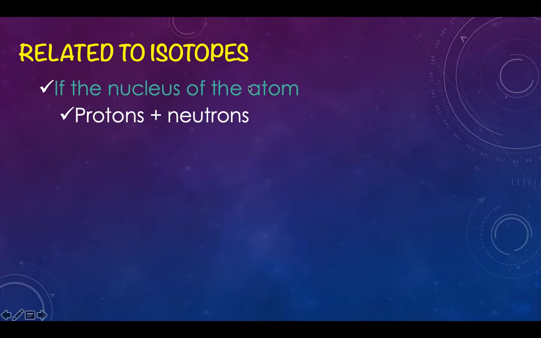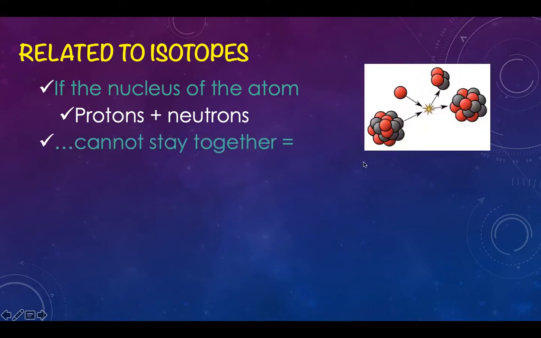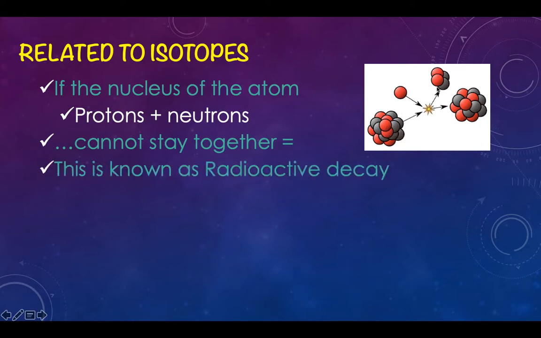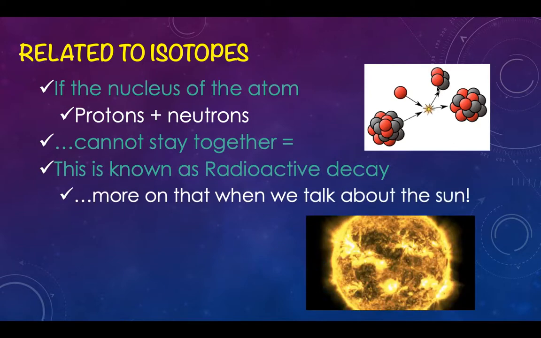If the nucleus of the atom, and remember the nucleus is protons plus neutrons, is so big and so unstable that it cannot stay together, it could actually start to fall apart. Like if energy blasts into it, like this is a really big nucleus with lots of pieces. And so if energy blasts into it, pieces can start to fall apart, and that is known as radioactive decay. We're going to learn a lot more about that when we talk about the sun, but I want you to know that that's related to isotopes. So if you have a nucleus, protons plus neutrons, that cannot stay together, that's called radioactive decay.